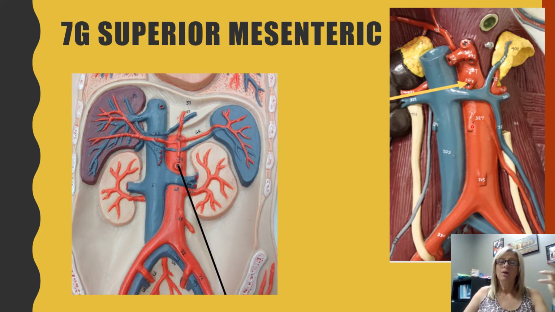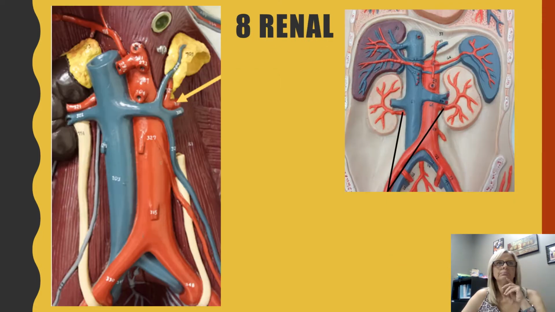So superior, meaning above, is going to come from the abdominal aorta at the level of about lumbar 1, L1, and just below the celiac trunk. So it's the first one below the celiac trunk. It is going to be above the renal arteries, and it is going to supply the midgut. Here we have the inferior mesenteric artery, which supplies the hindgut.